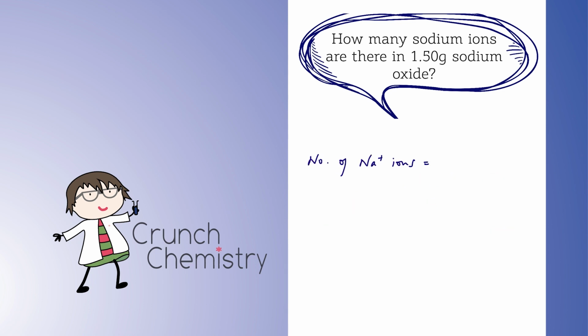Now we know that 1 mole of sodium ions is the equivalent to Avogadro's number, 6.02 times 10 to the 23. But once again, I haven't got 1 mole of sodium ions. I have got 0.0483871. I've got that many moles. If I times it by Avogadro's number, 6.02 times 10 to the 23, I will know exactly how many ions I've got. So that's 2.91 times 10 to the 22. And at this point, I've rounded up to 3 significant figures.